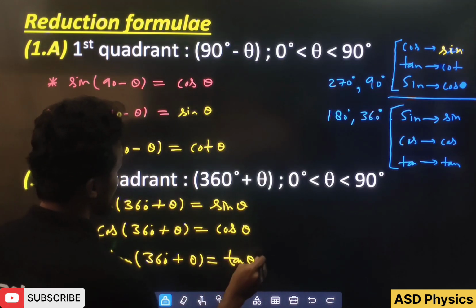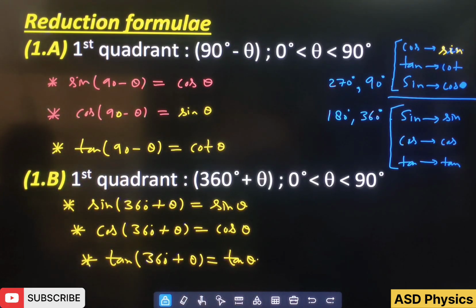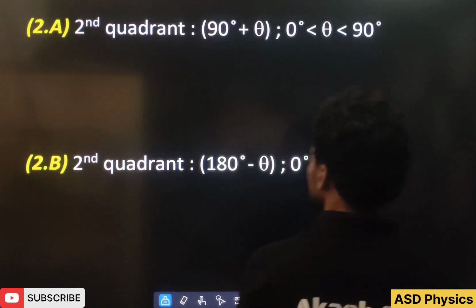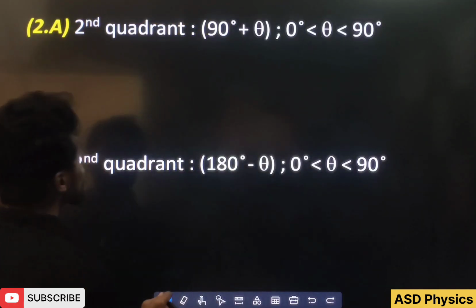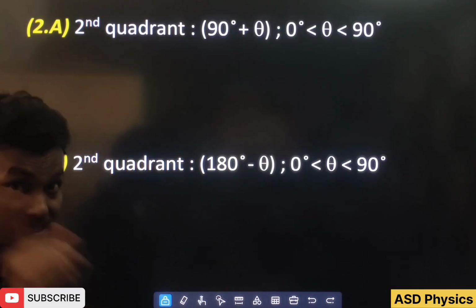It will become tan theta, the function will not change. 90 degrees means the function will change, 360 means the function will not change. Okay, great. Now students, if I talk about the second quadrant, in the second quadrant only sine is positive.